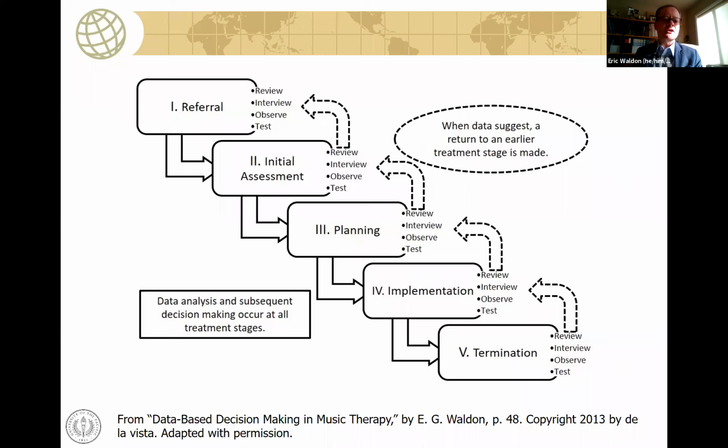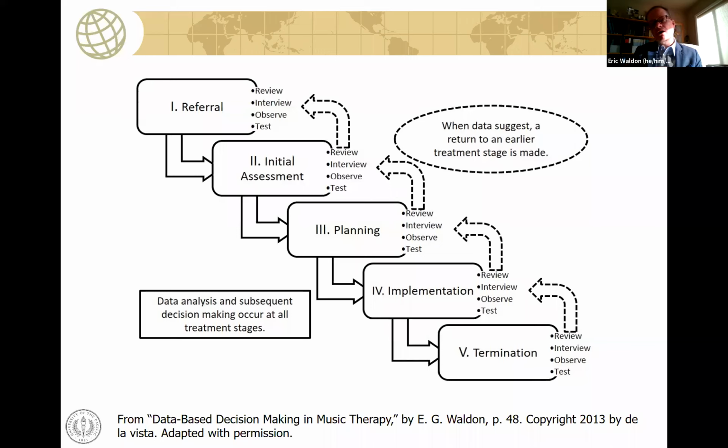This is where we designed our interventions, and we're now implementing a treatment plan. And throughout implementation, we're reviewing, we're interviewing, observing and testing. We're collecting information to make a determination about how our client is responding to the interventions. How are they responding to the treatment that we're providing? And then we move to termination. Termination, or discharge from treatment.